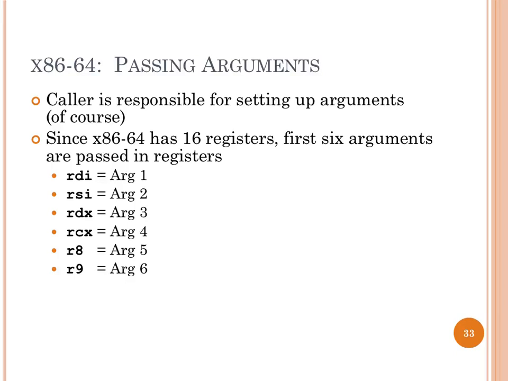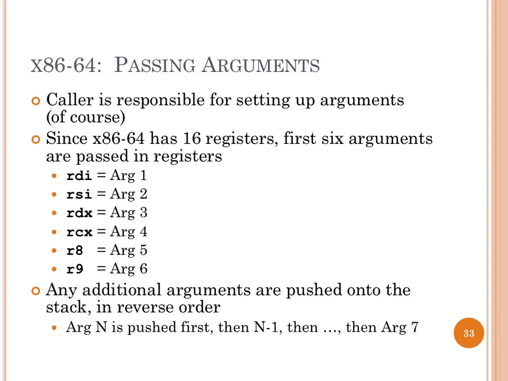If you have more than 6 arguments, they have to be pushed onto the stack. This is extremely rare in Unix programming. So this is really nice. Basically, you can pass all of your arguments in registers and not have to think about the stack very hard.